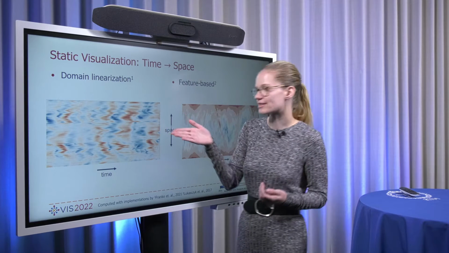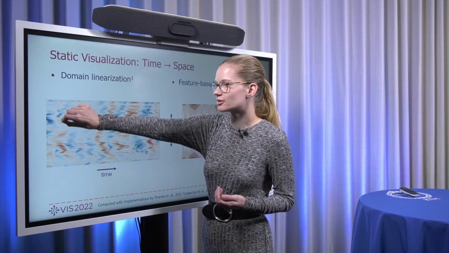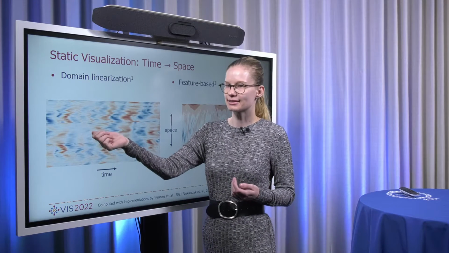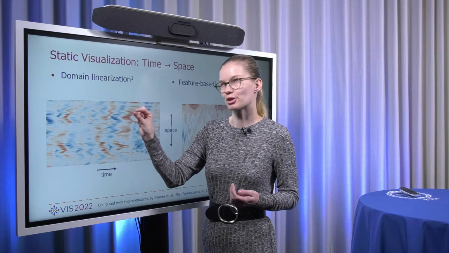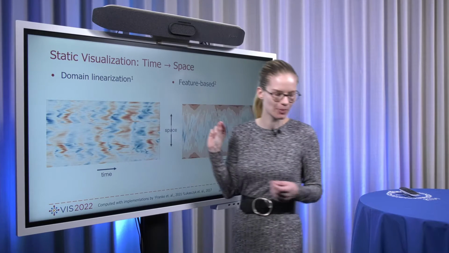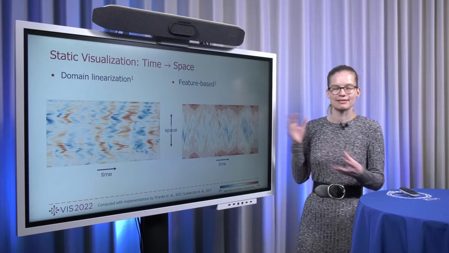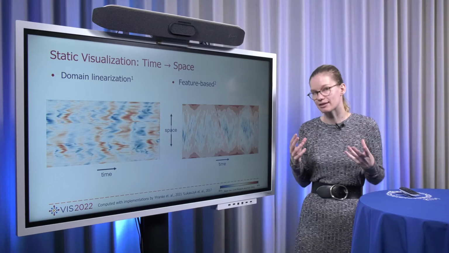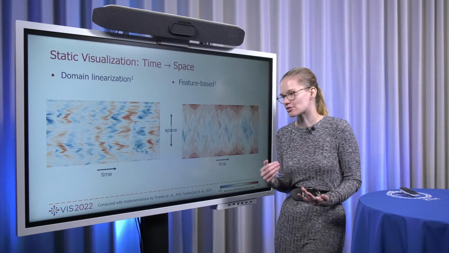The domain linearization has the advantage that at every point here, over time, the spatial location remains static. So we can see how in one specific location the data changes over time. And in a feature-based visualization, we can see the individual features and may be able to estimate their length and so on. But then both also have disadvantages.